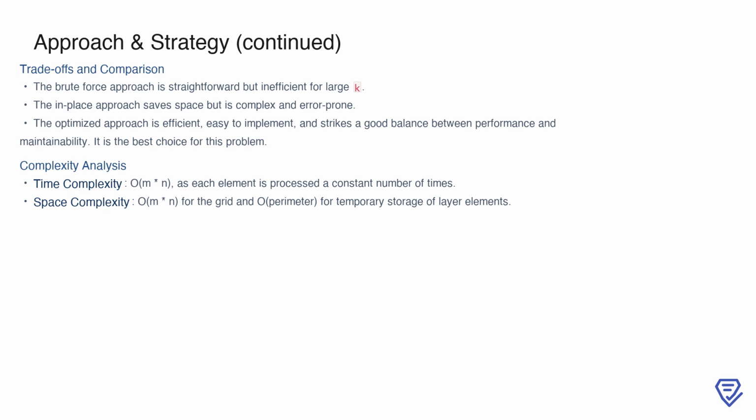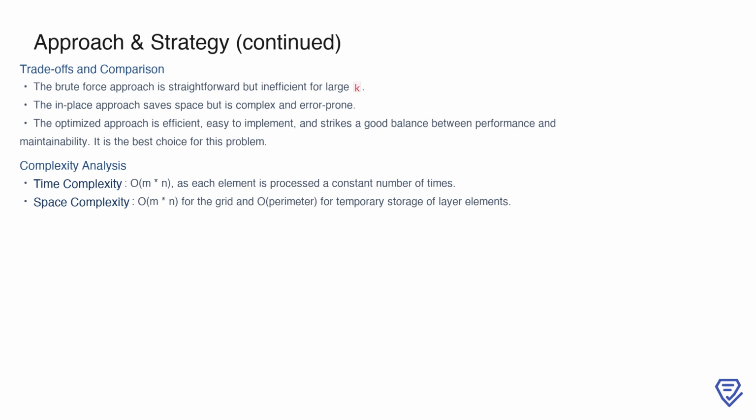When comparing these approaches, we see clear trade-offs. The brute force method is simple but inefficient for large rotation counts due to its repetitive nature. On the other hand, the in-place method saves space but is difficult to implement and debug, making it less practical for most scenarios. The optimized approach, however, stands out as the most balanced solution. It is efficient, relatively straightforward to implement, and avoids the drawbacks of the other two methods. This makes it the best choice for this problem.